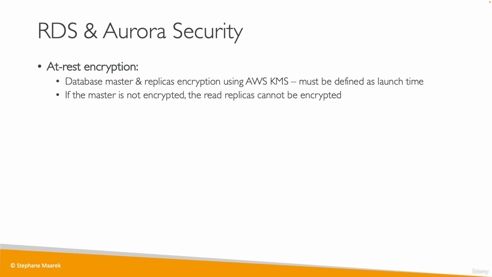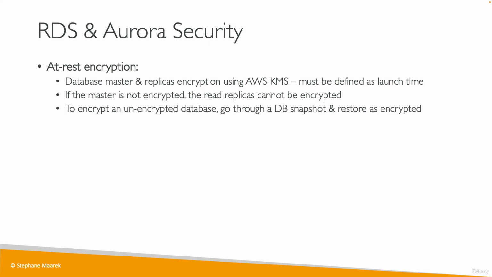If somehow you haven't encrypted the master database, the main database, then the read replicas cannot be encrypted. Also, if you wanted to encrypt an already existing unencrypted database, what you would have to do is to take a database snapshot from that unencrypted database, and then you restore the database snapshot as an encrypted database. Okay, so you have to go through a snapshot and restore operation. So this is for at-rest encryption.